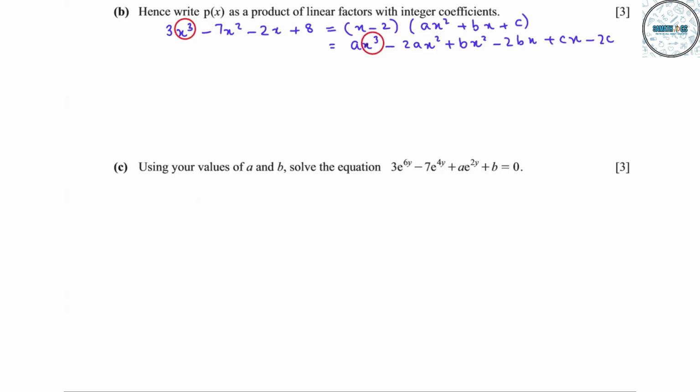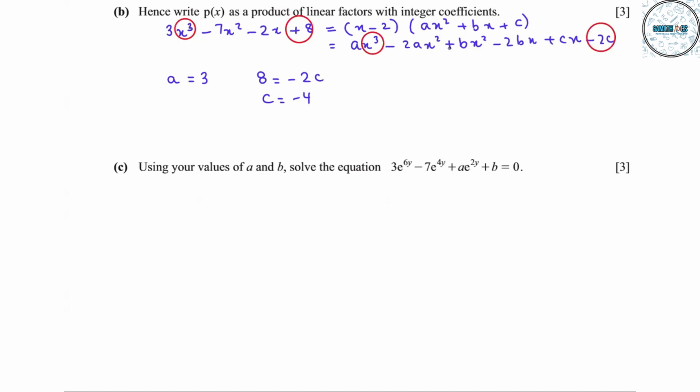Here, the coefficient of x cubed is a, and here the coefficient of x cubed is 3. So a is equal to 3. Then we can equate constant terms. Here we have 8, and here we have minus 2c. So 8 is equal to minus 2c, so c is equal to minus 4. 8 divided by minus 2 is minus 4.